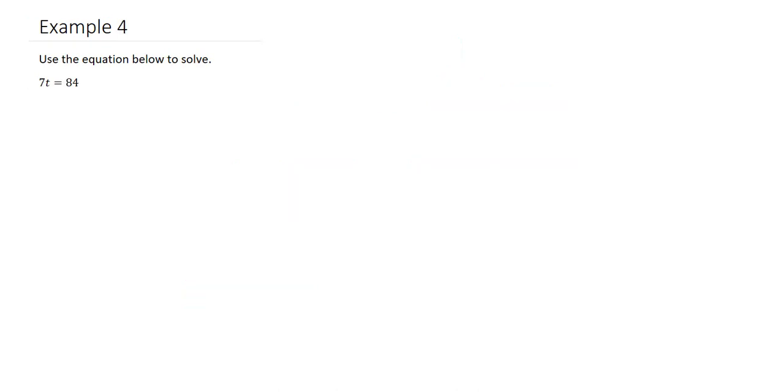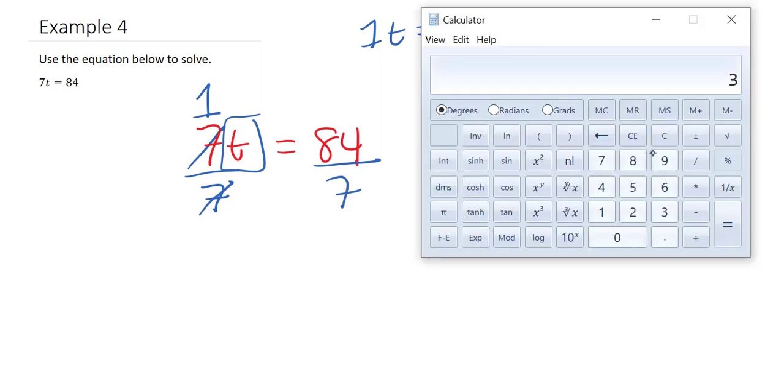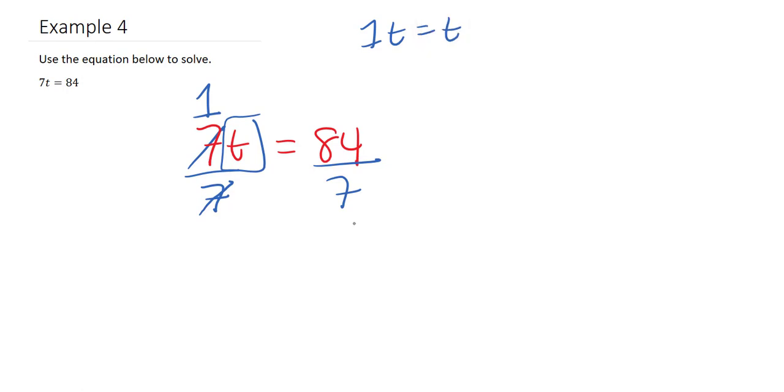Example 4: we're going to use the equation below to solve. We have 7t, and that's equal to 84. In order to solve, we need to get t by itself. We need to find what value t is, and the way we do that is we divide by 7 on both sides. That gets rid of it here, and that just becomes 1t, or just t. Then we have 84 divided by 7. If you aren't sure what that is, get the calculator out and solve, and that's equal to 12. So t is equal to 12.